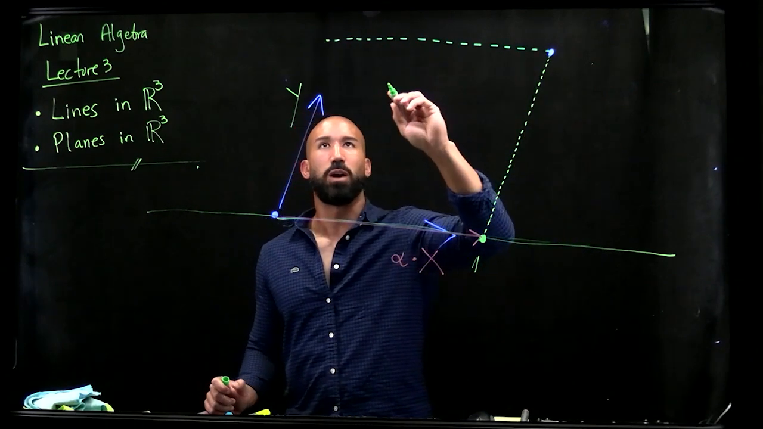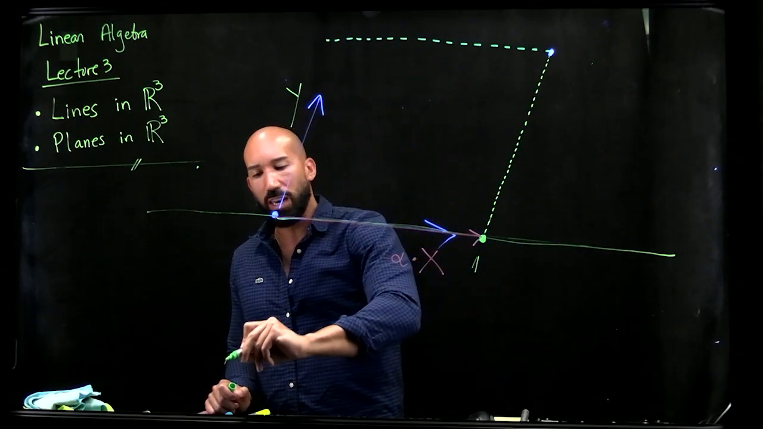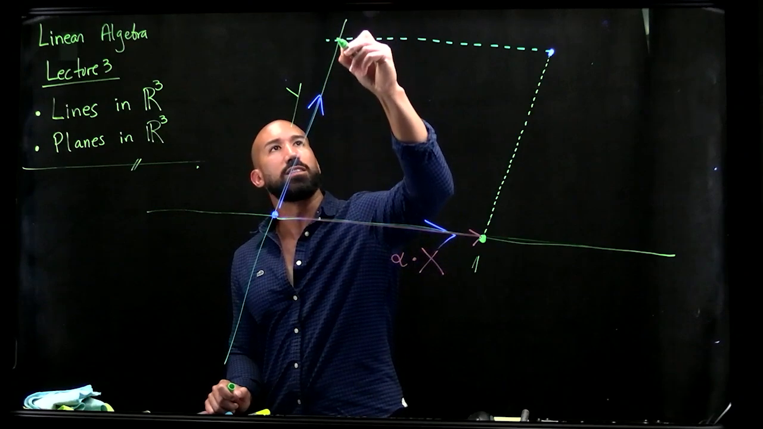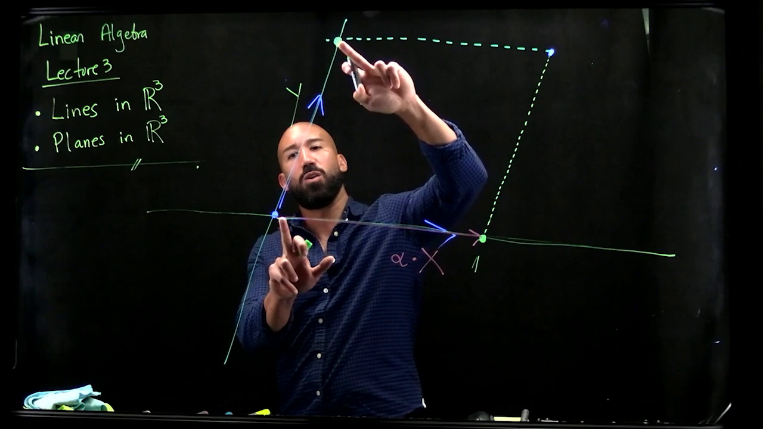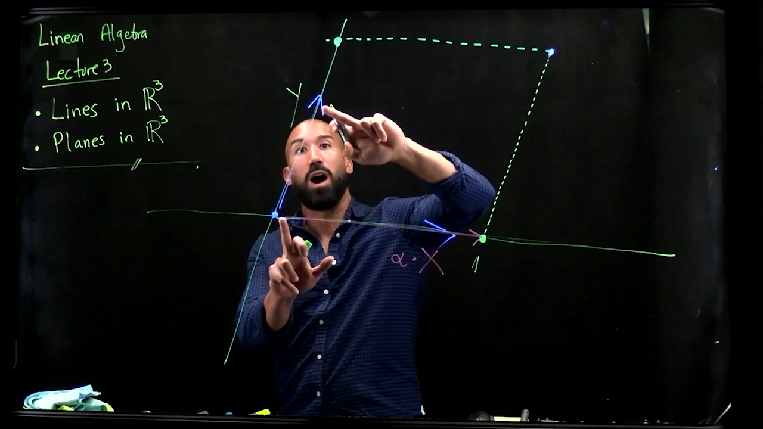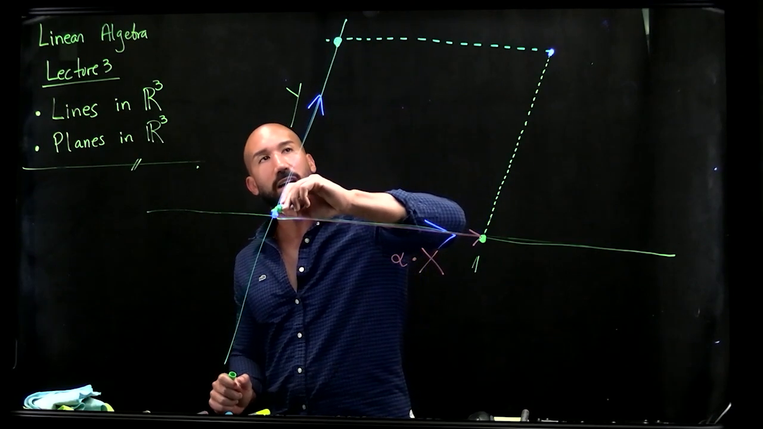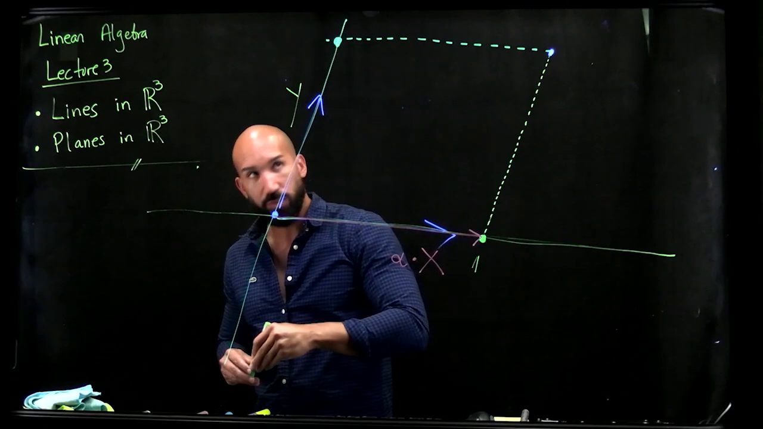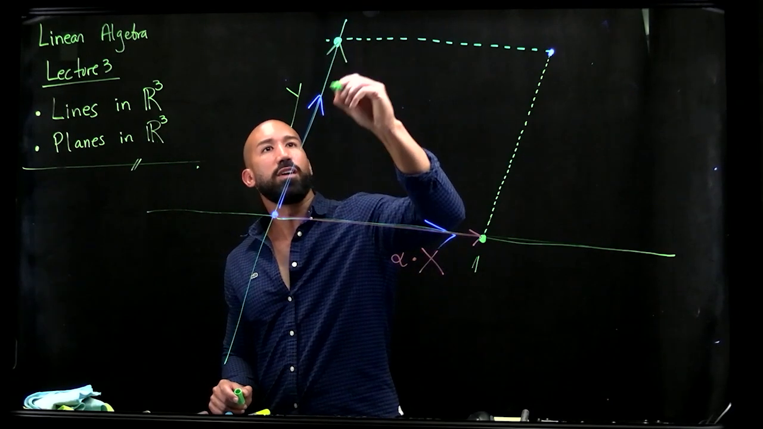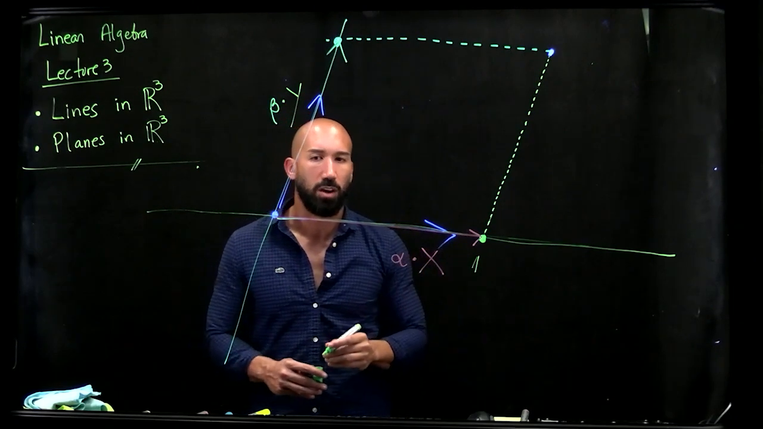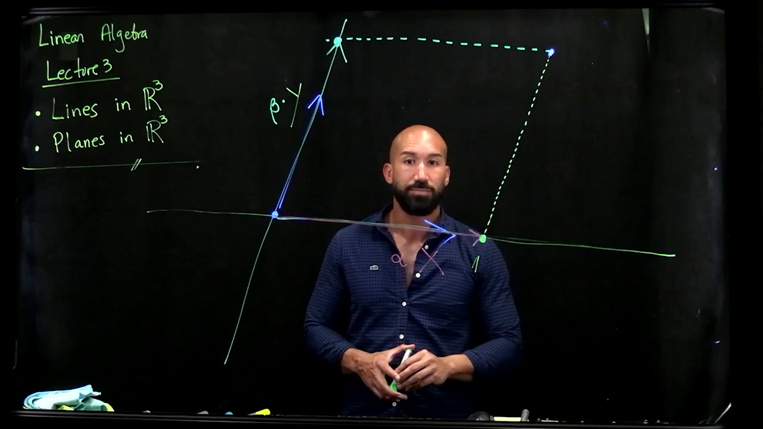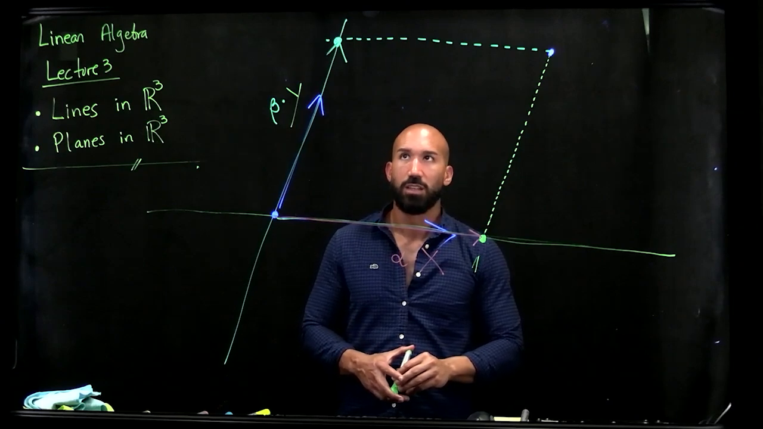Let's suppose that this is parallel until I reach the line that y generates. I'm going to get a point here. What is happening? These 2 points now are determining a vector that is parallel to y. So I can get this green vector by multiplying y by some scalar. Let me call it beta. Is that okay?